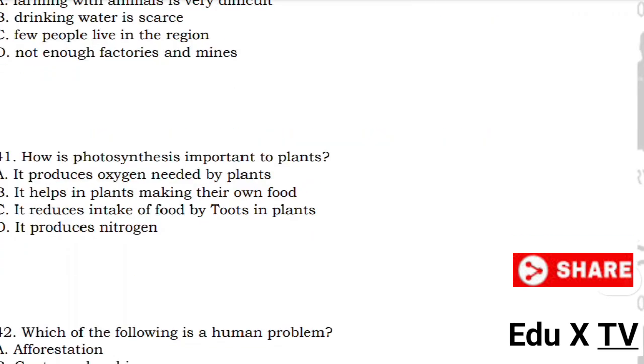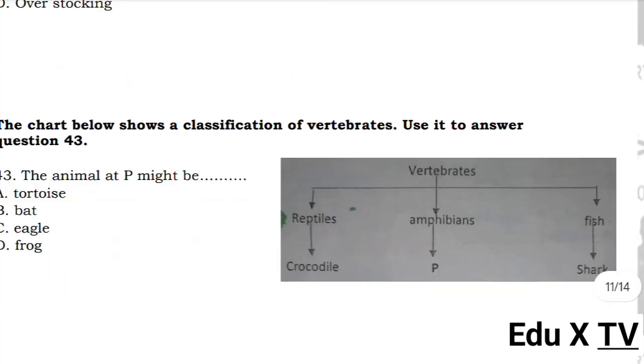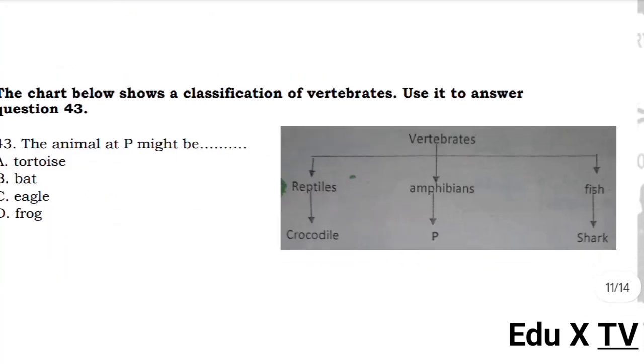Number 41. How is photosynthesis important to plants? The answer is B. Number 42. Which of the following is a human problem? The answer is C. The chart below shows a classification of vertebrates. Use it to answer question 43. Number 43. The animal at P might be. The answer is D.